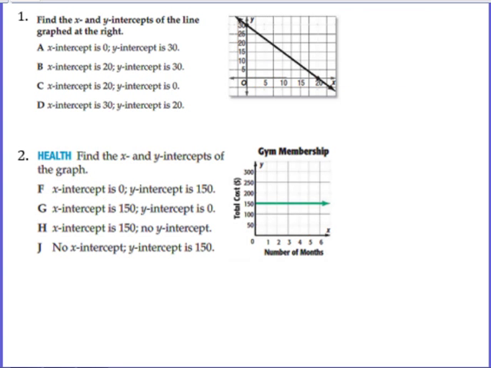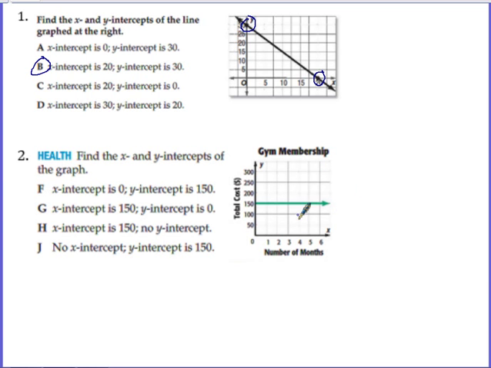So here we have 2 more examples that we're just going to look at from the graph. So find the x and y-intercepts. Well, the x-intercept is on the x-axis right there at 20. And the y-intercept way up here is at 30. So I need x-intercept of 20, y-intercept of 30. That would be choice B.